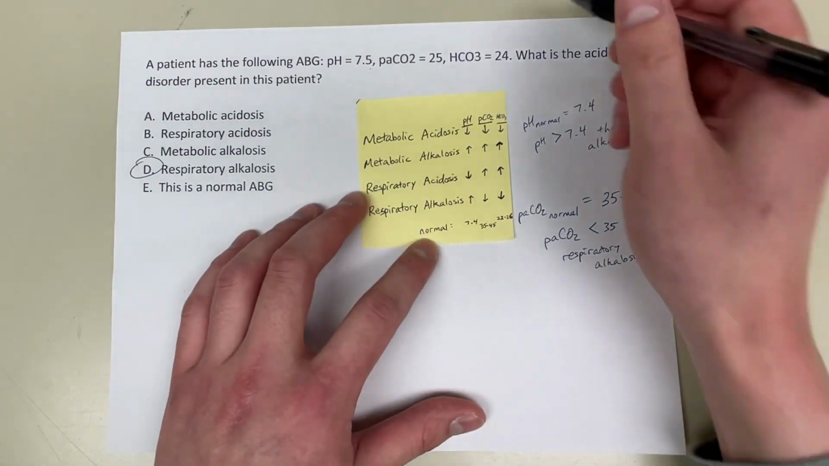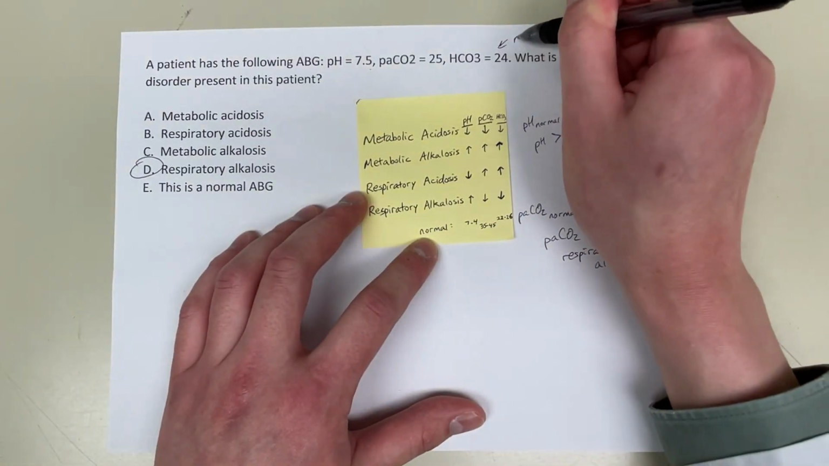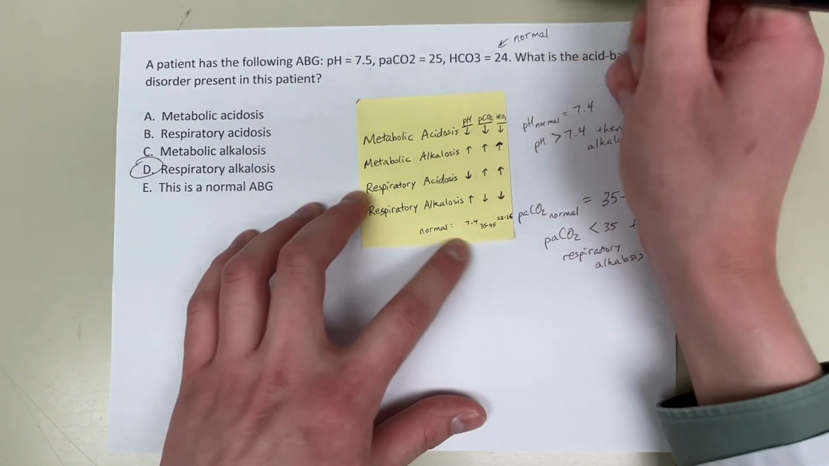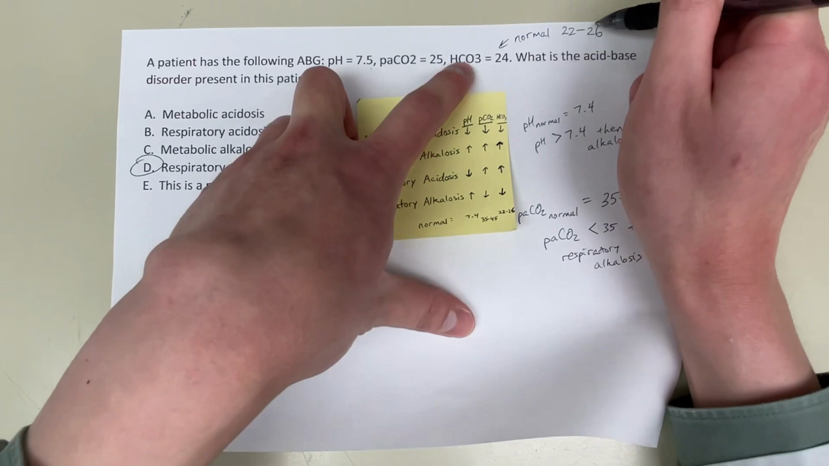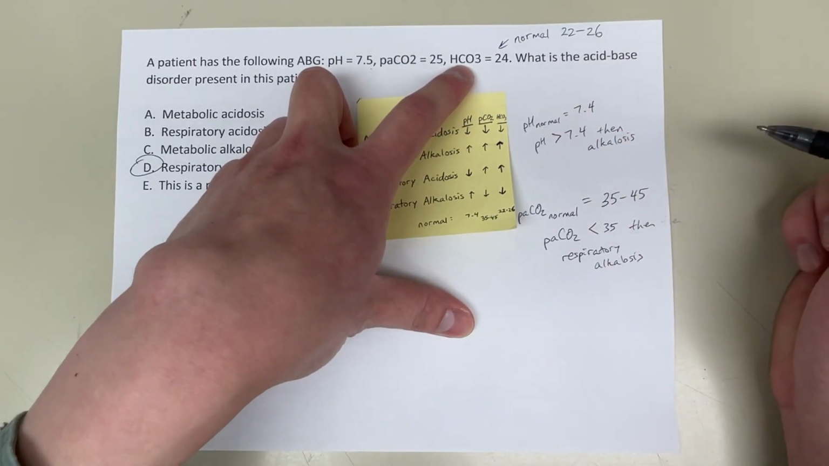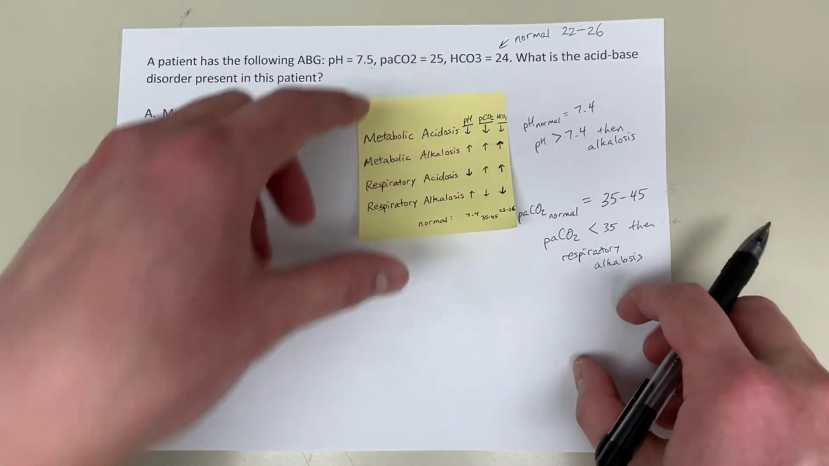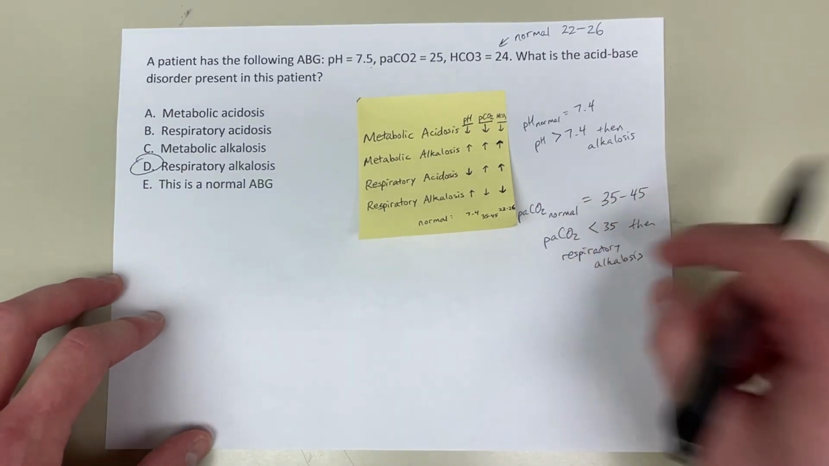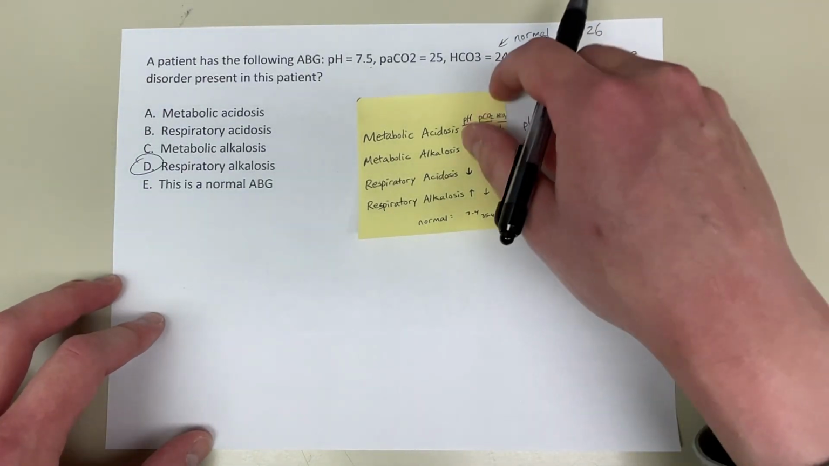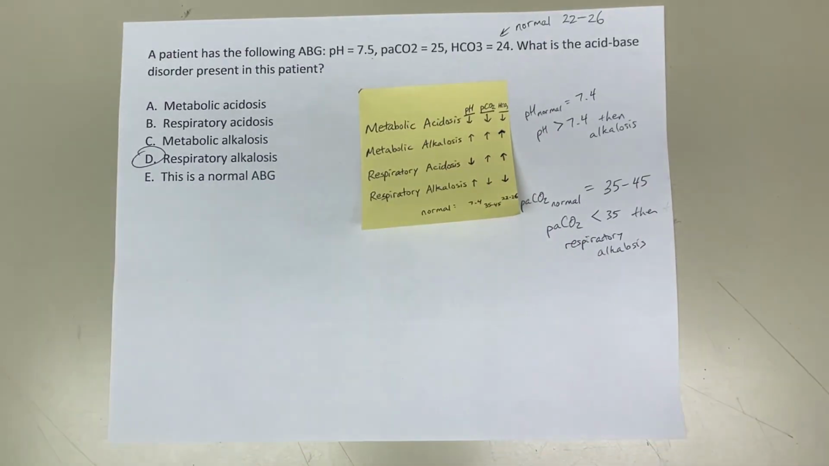The sodium bicarb in this question tells you nothing, because this is normal. Because the normal is between 22 and 26 for sodium bicarbonate, HCO3. So this won't tell you anything. So that's why you have to look at the pH and the carbon dioxide for this particular question, since the sodium bicarb is normal. Obviously, in other questions, sodium bicarb could be higher or lower.